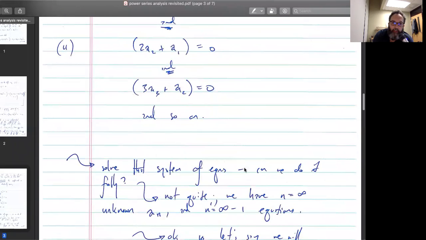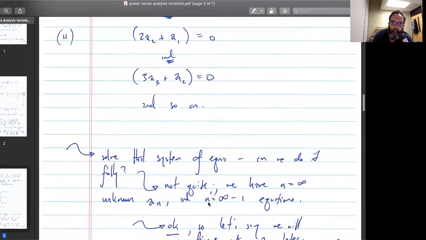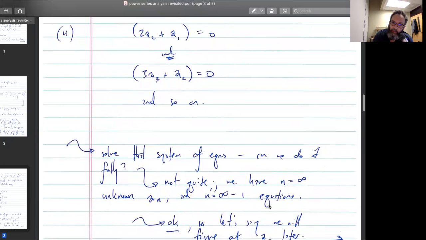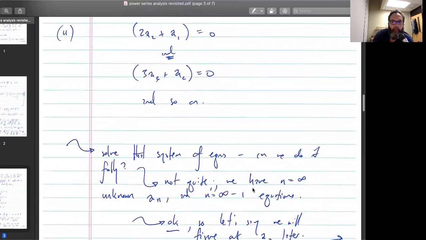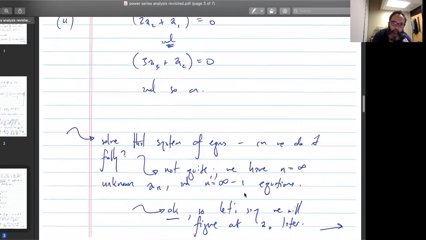Okay, so can we solve that system of equations? We can't completely do so because, if I did this in my head right, we have n equal to infinity unknown a_n's, but we only have infinity minus 1 equations. I admit that I haven't thought about this since I was your age, so I might have to wave my hands a little bit here, but I'm pretty sure that the fundamental theorem of algebra can be invoked here to say we do not have enough equations to solve for all of our unknowns.